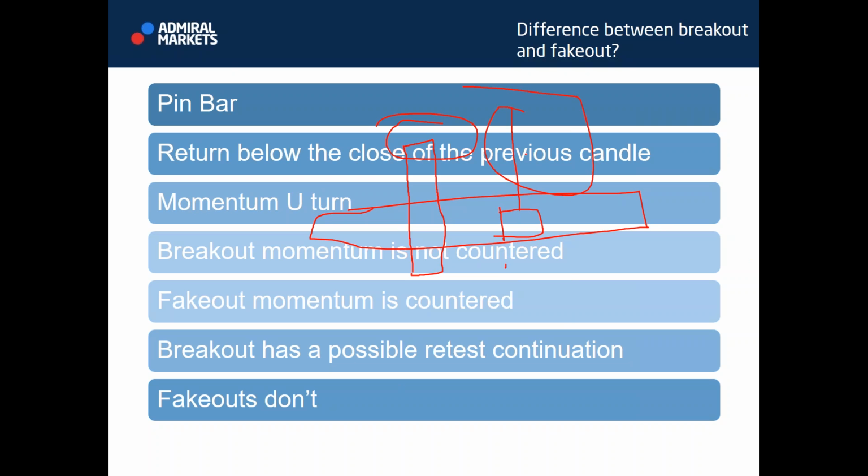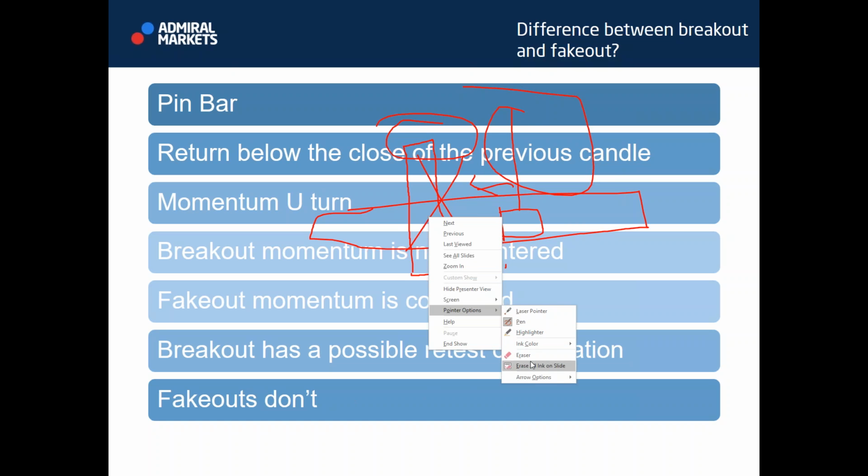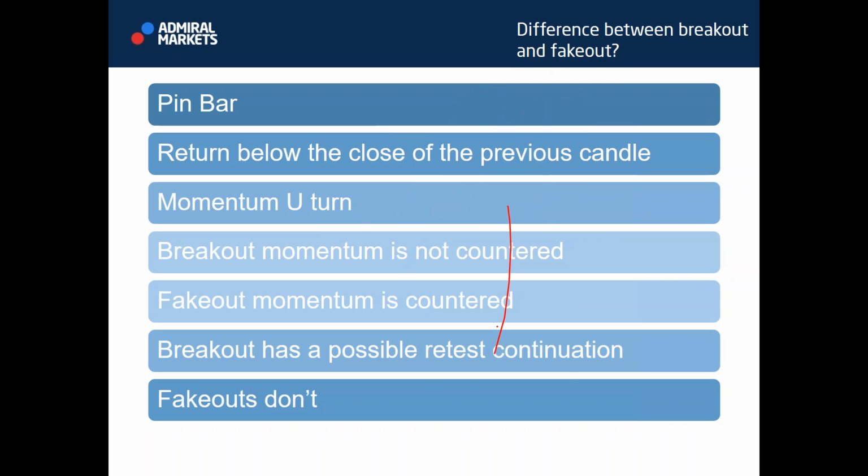What does it tell me? It tells me that there are now moment sellers that will win over possible buyers. So pins are now moment sellers in this case, or now moment buyers if you see this.